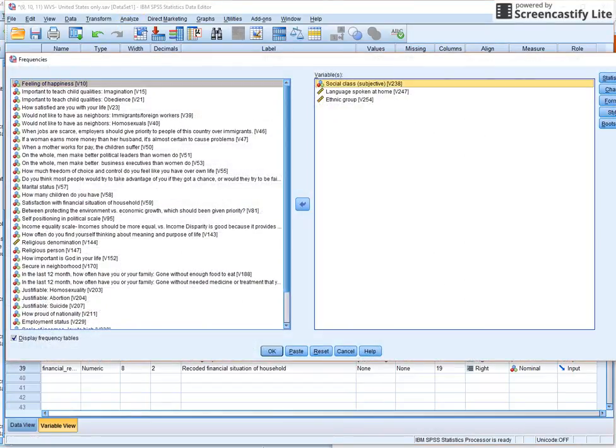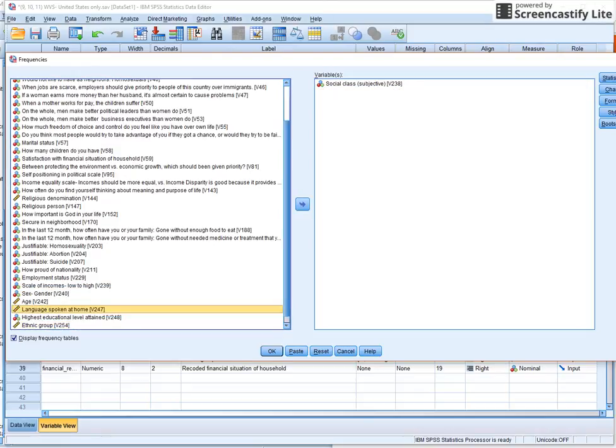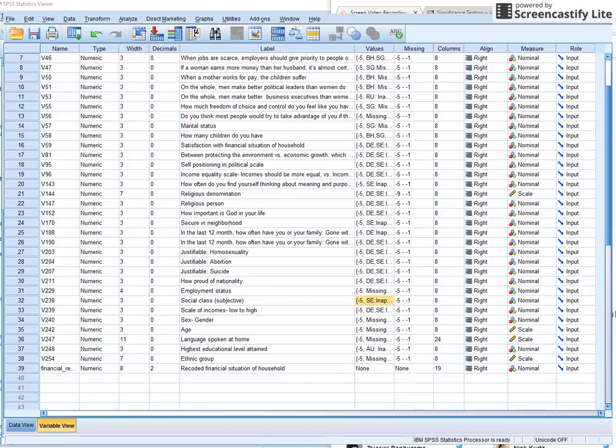Descriptive frequencies, get rid of this stuff. Social class. Yeah, sure enough, I only had 9 people say that they were upper class. But it looks like a bunch of people identified as upper middle class and a bunch of people identified as working class. Now, this is a good place to think about this for a second.